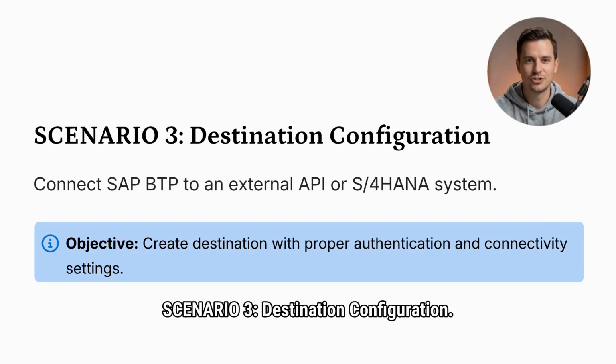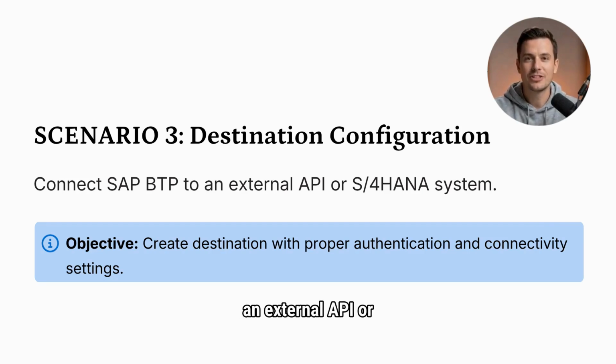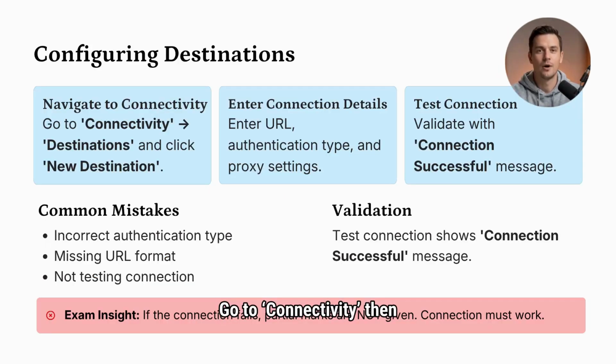You need to perform. Scenario 3. Destination configuration. Connect SAP BTP to an external API or S/4HANA system. Objective: create destination. Go to Connectivity, then Destinations, and click New Destination. Enter the URL, authentication type, and proxy settings. Common mistakes include using an incorrect authentication type, missing URL format, and not testing the connection. For validation, look for the Connection Successful message. Exam Insight: if the connection fails, partial marks are not given.